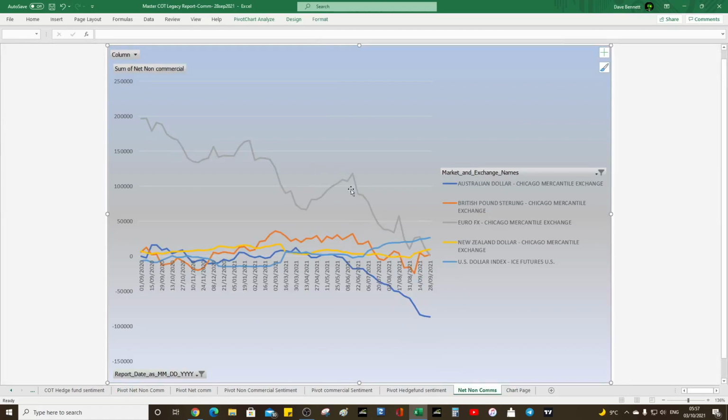So there's the euro, like I say. The US dollar is the light blue, it's ticking up. The pound is just teetering on zero, and the Australian dollar is in negative. So pound could be interesting. It's looking a bit sideways, really.